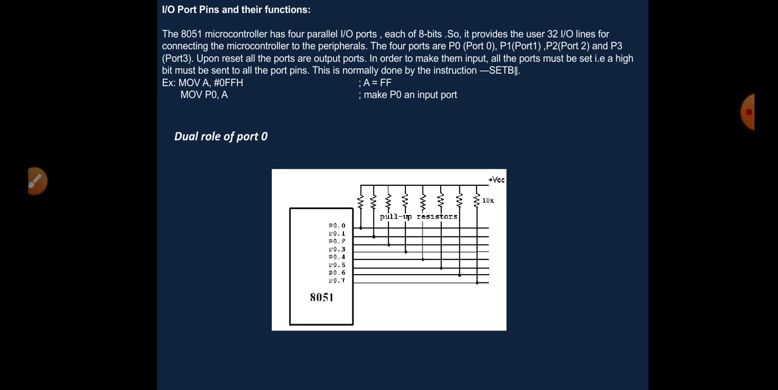Else if external memory is not used, then all the bits of your port are either input or output. So port 0 is not provided with pull-up resistors internally. So for port 0, pull-up resistors of nearly 10 kilo ohm are to be connected externally, which is as shown in the figure, right?